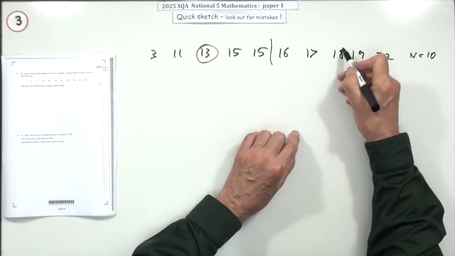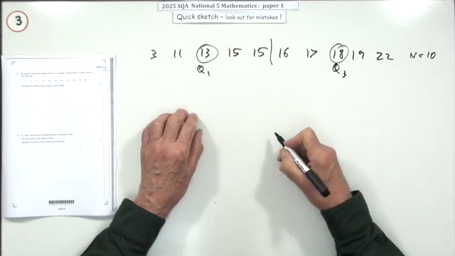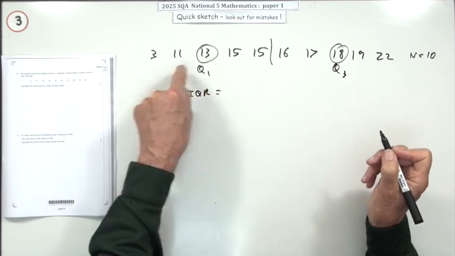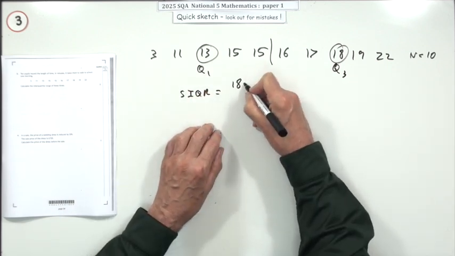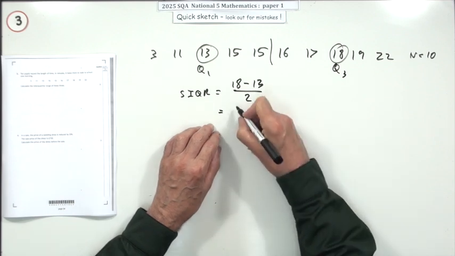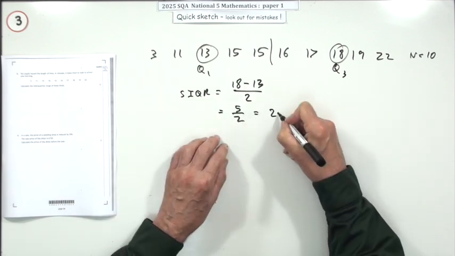And when you half this to get the upper quartile, there it is. That's Q1 and that's Q3, which means the semi-interquartile range will be half the difference between them. 18 take away 13 divided by 2, which is 5 upon 2. Or you could say 2.5.